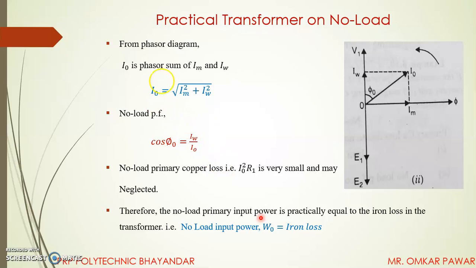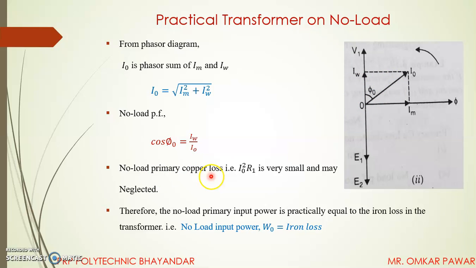So again, I0 is the phasor sum of Im and Iw. We can write I0 equal to the square root of Im squared plus Iw squared, because this is I0, this is Im and this is Iw. According to Pythagoras theorem, we can calculate I0. So the no load power factor is cos phi 0, that is Iw upon I0, since cos phi is adjacent upon hypotenuse.